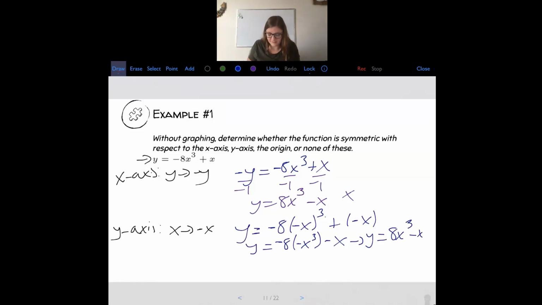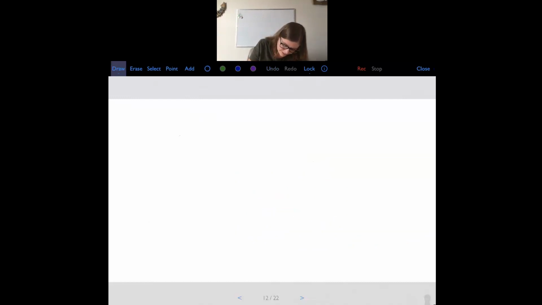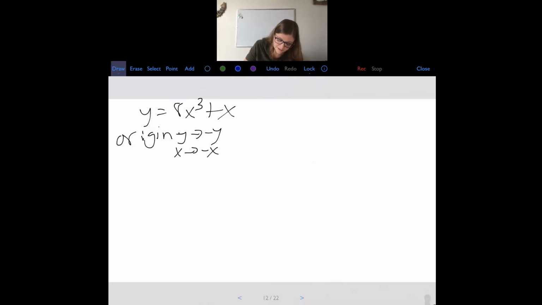And then lastly, we have to check the origin. And here's our relation. Okay, so we're going to replace y with negative y and x with negative x. So y with negative y is negative y equals, that should be a negative, negative 8, and then we're replacing x with negative x as well. Okay, and then we simplify and solve for y.